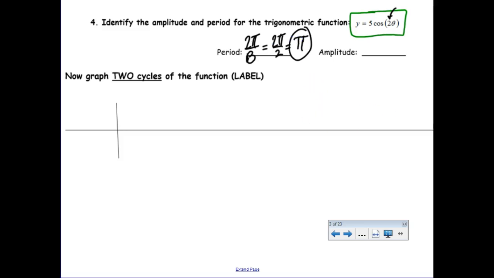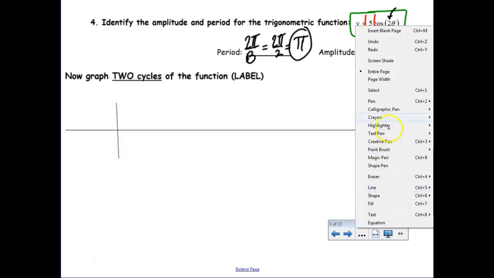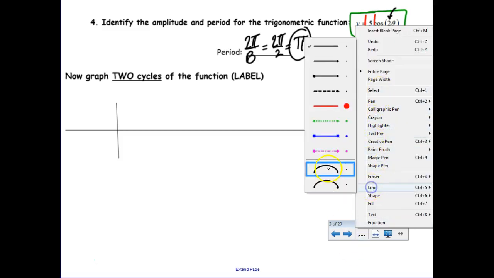We'll come back to that thought. The amplitude is the absolute value of the number in front of the function. So the amplitude is 5. And now I'm going to ask you to graph 2 cycles. Notice 2 cycles of that.